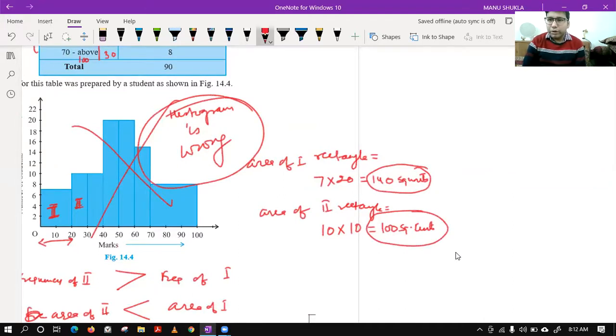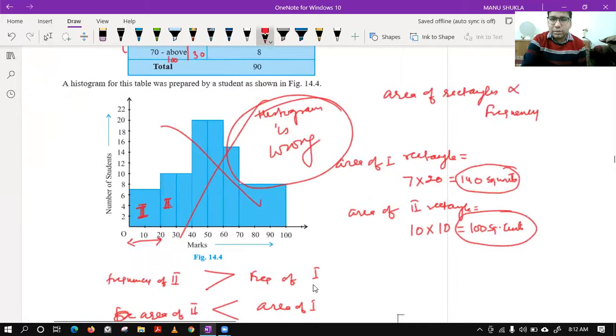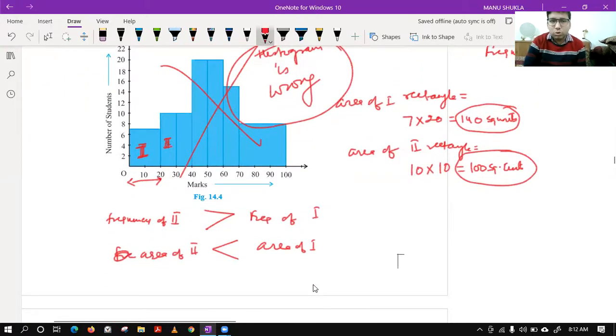Now we need to make some changes, because the histogram's condition says that the area of the rectangle should be proportional to its corresponding frequency. So if one has more frequency, it should have more area. Now the question is how to correct this. I gave you two things to do. Either you reduce the class size and make all the class widths 10.